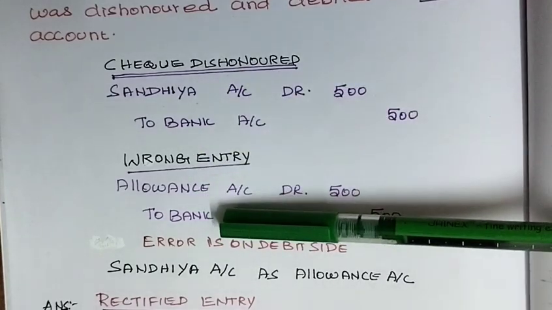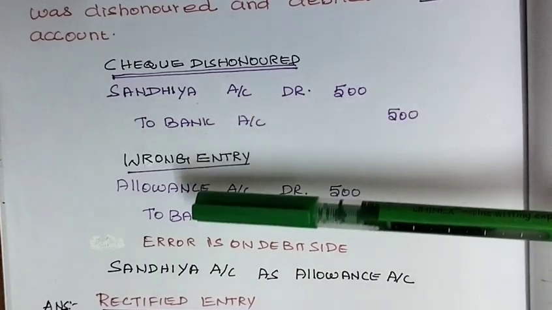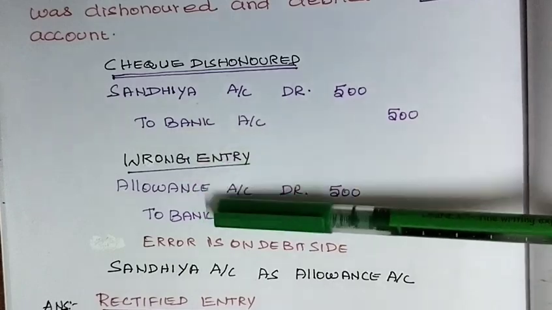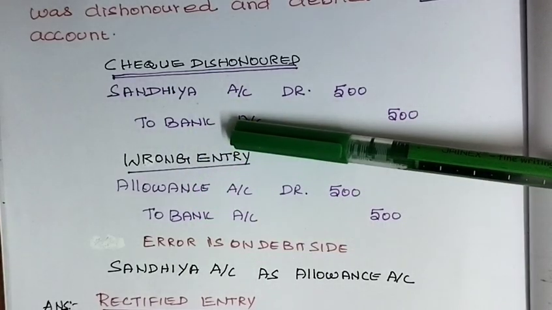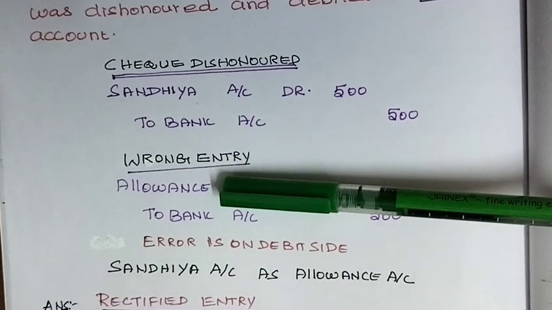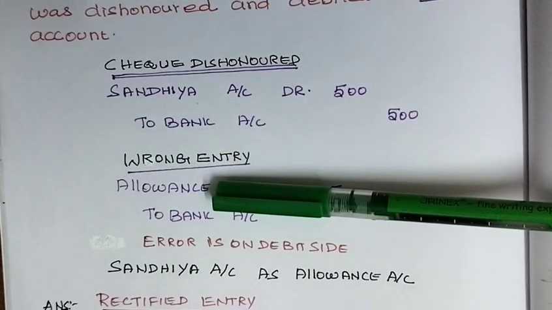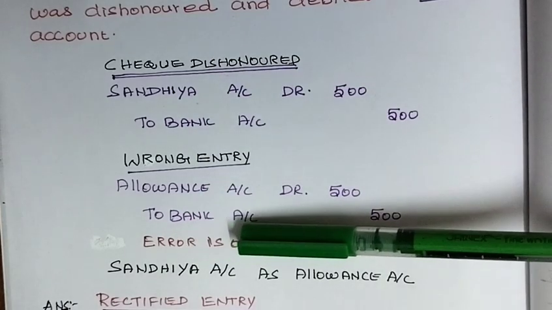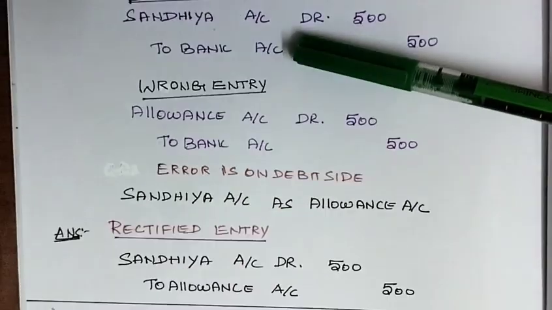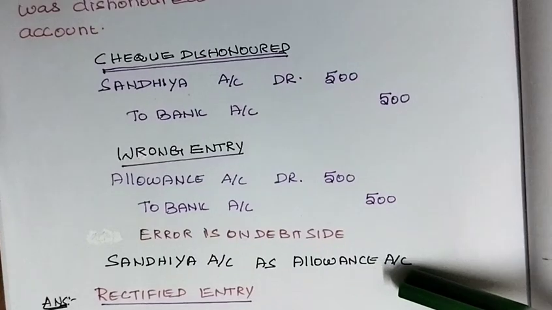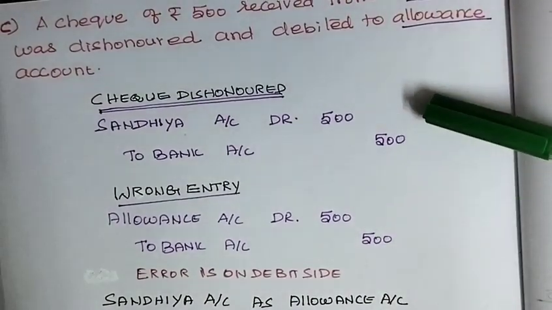First we take the credit side. Credit side from both entries has the same account, bank account. So credit side, we have no error, okay? Let's take the debit side. Debit side has different accounts. Here Sandhya account and here allowance account. So which side has the error? Debit side has the error. Okay, we find the error. Instead of Sandhya account, an accountant posted into allowance account, right?